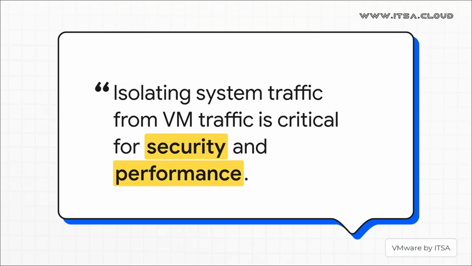That isolation, it's everything. So if you remember just one thing from this whole explainer, let it be the number 2. You always have to design for 2 different types of traffic, the system traffic and the VM traffic. Keeping them apart isn't just a good idea, it's a must. One is the private staff radio, the other is the public Wi-Fi.